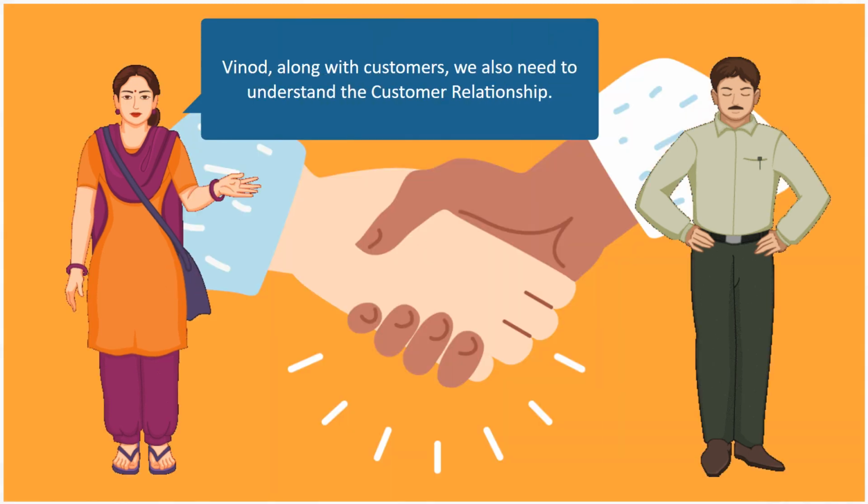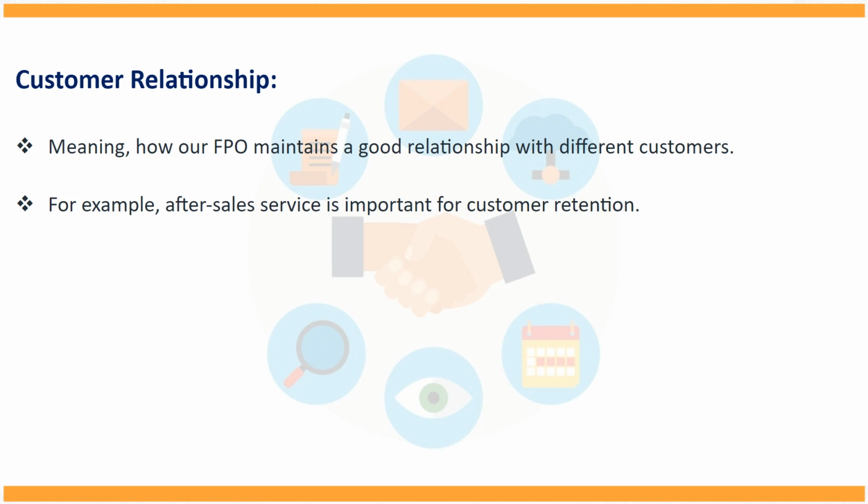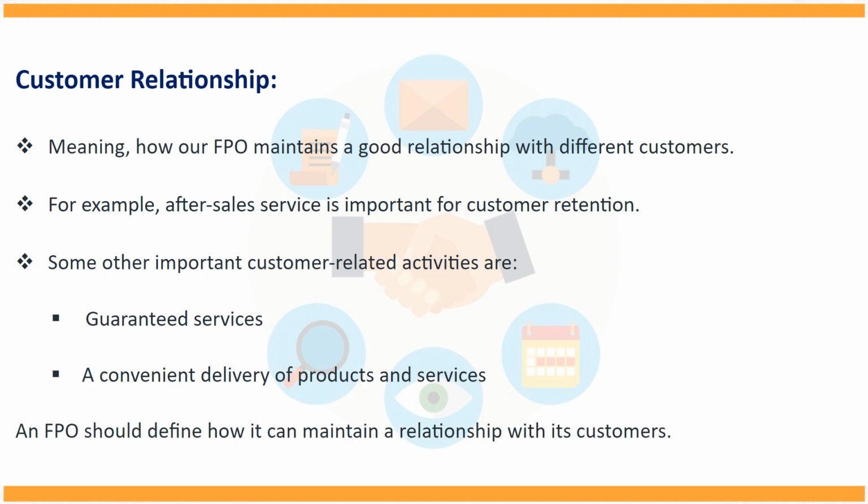Vinod, along with customers, we also need to understand the customer relationship. Meaning, how our FPO maintains a good relationship with different customers. For example, after sales service is important for customer retention. Some other important customer related activities are guaranteed services and a convenient delivery of products and services. An FPO should define how it can maintain a relationship with its customers.